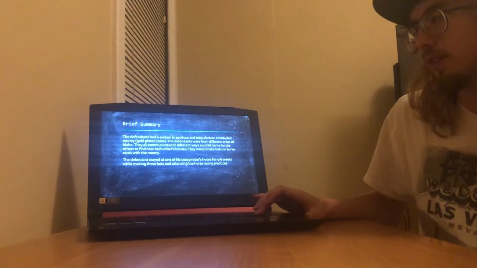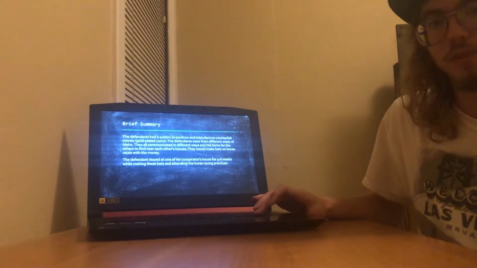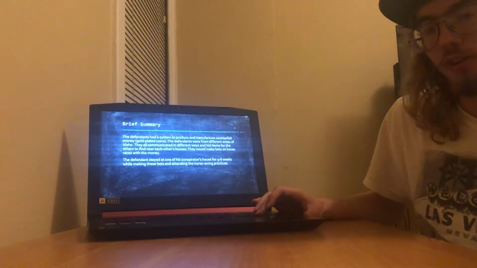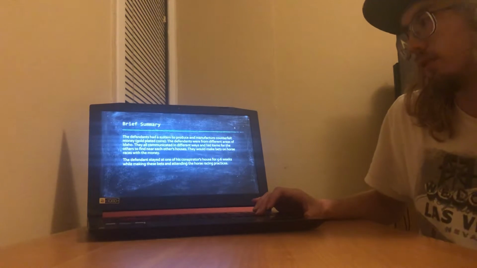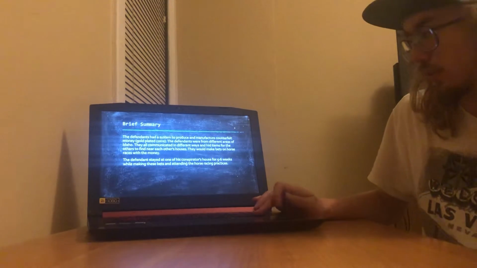A brief summary of the case was that the defendants had created a system to produce counterfeit money, specifically gold-plated coins. The defendants were from different areas of Idaho, and they all communicated in different ways and hid items in front of or near each other's houses for the other person to find.